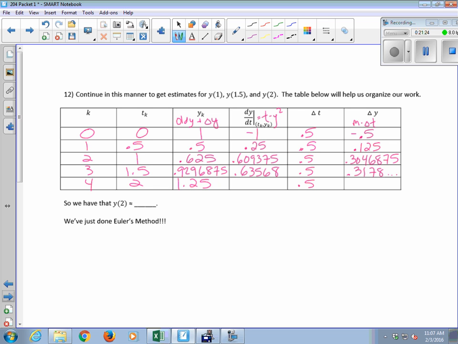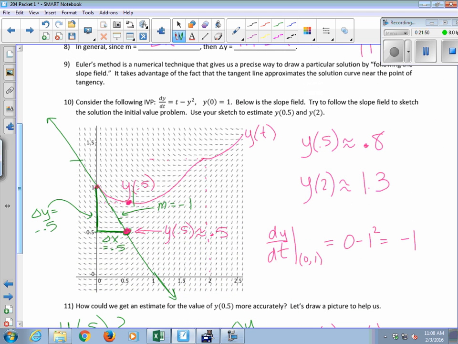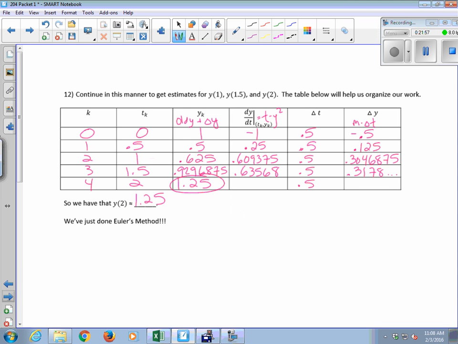At the last step, you can round it. Yeah, you don't want to round along the way because the errors will compound. But what I was looking for was y of 2, right? So that is what I want, 1.25. At this point, you can round it. So that's an approximate value for y of 2, 1.25. And then let's look at our picture again. We approximated y of 2 to be about 1.3 from our drawing. And Euler's method gave us 1.25. Not bad.